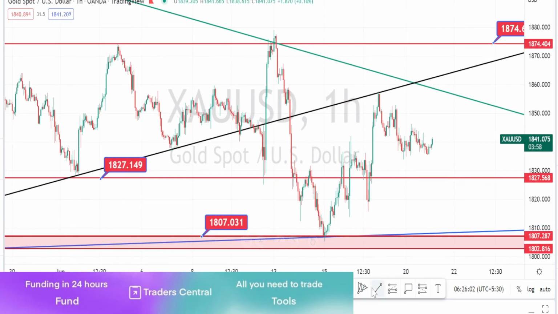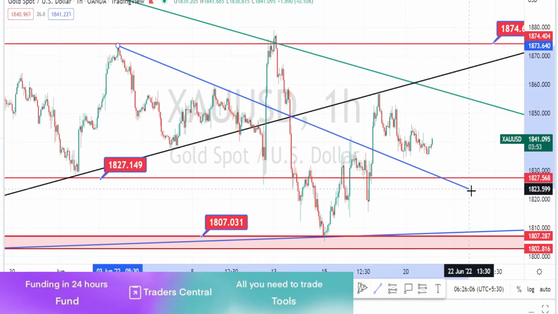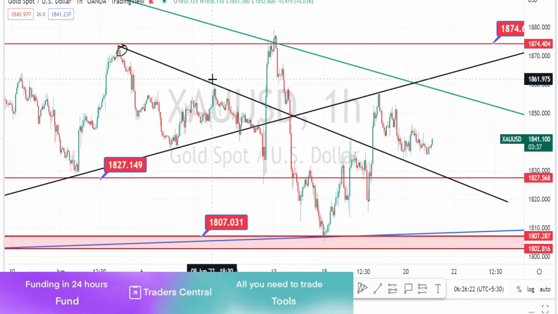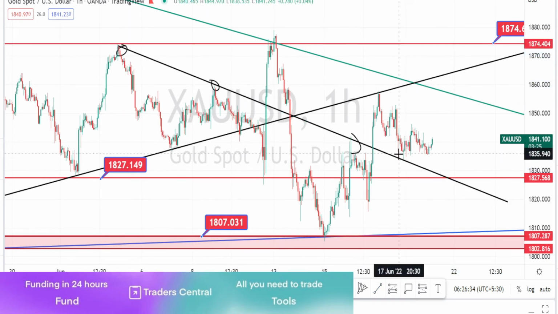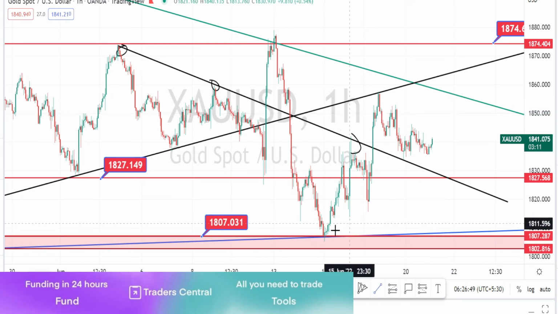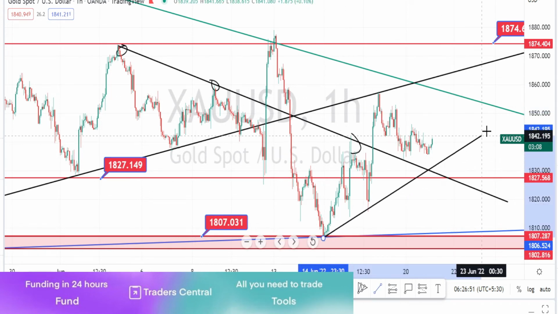I am in hourly time frame now. When we look at the price action in hourly time frame, I am drawing a trend line or a support line. Previously this trend line was acting as a resistance line, and currently we have noticed the price action to take support on this trend line and to bounce back on the bullish side. I am drawing one more support line over here.